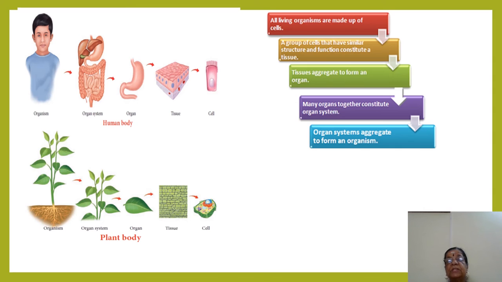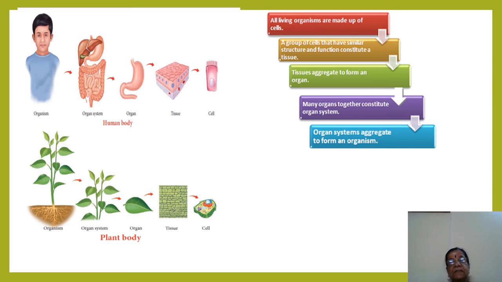A group of cells that have similar structure and function constitute a tissue. Then tissues aggregate to form an organ, many organs together form an organ system, and organ systems collectively form an organism. This is what I said about multicellular organisms. See here: cell, tissue, organ, organ system, organism.